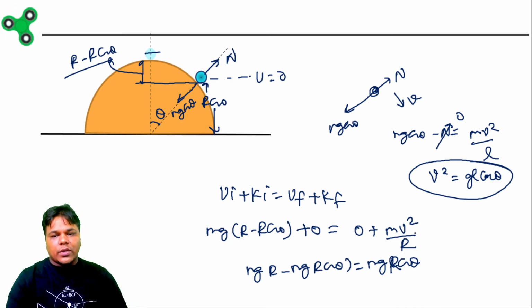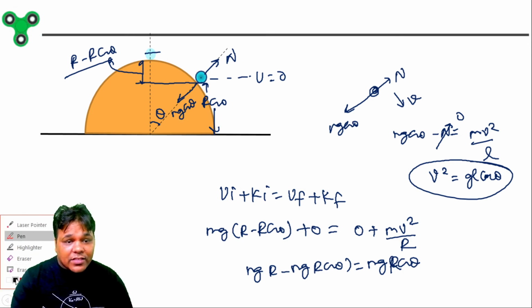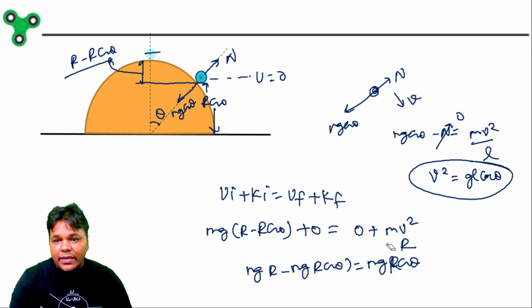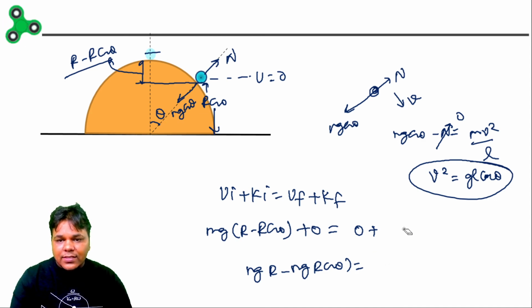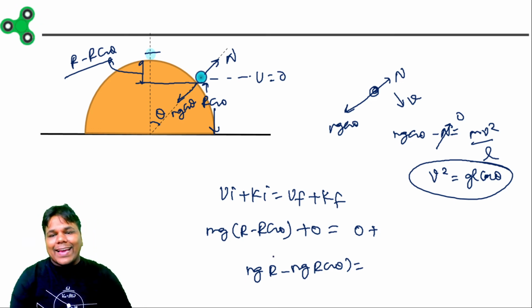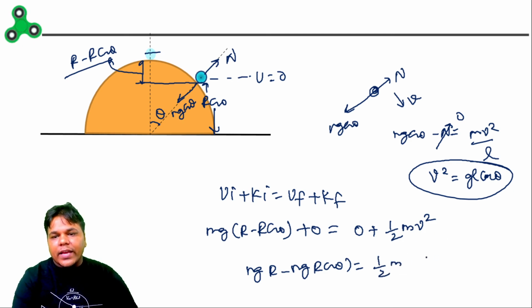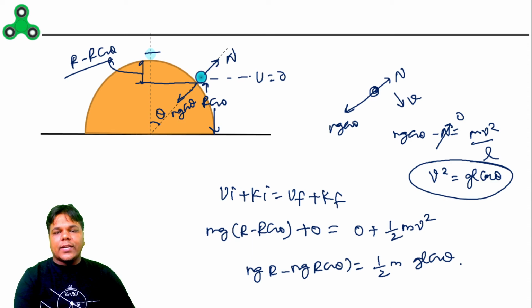No, sorry. There is a slight change. Kinetic energy is not mv square by r, guys. You should remind me. Really sorry for that slight change. So final kinetic energy is what? Half mv square, and with v square equal to gr cos theta.